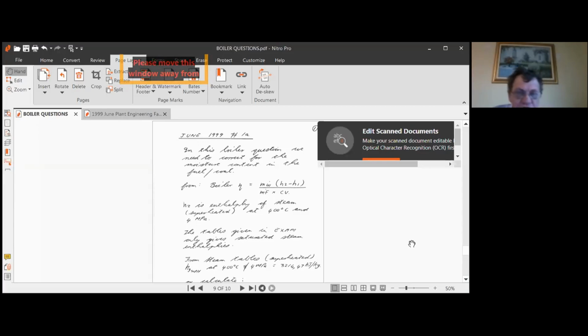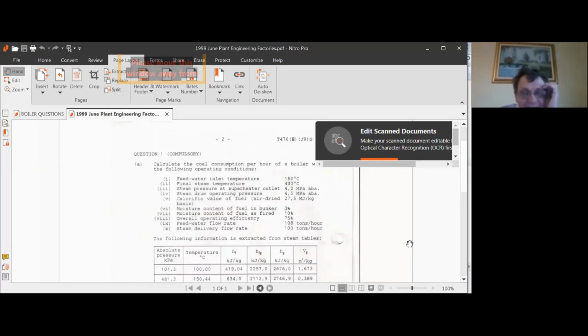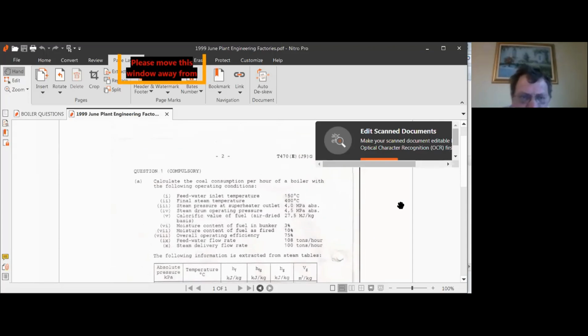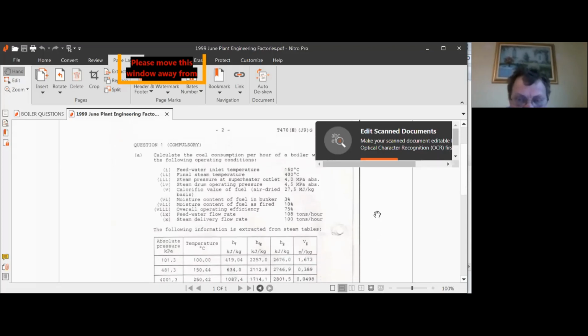This was June 1999. If you see this question, you will be so confused because he gives you so much stuff. You don't know where to start. But it says calculate the coal consumption per kilogram of hour for a boiler with the following operating conditions. It's a very simple question to do, but there is so much stuff, you don't know where you are.